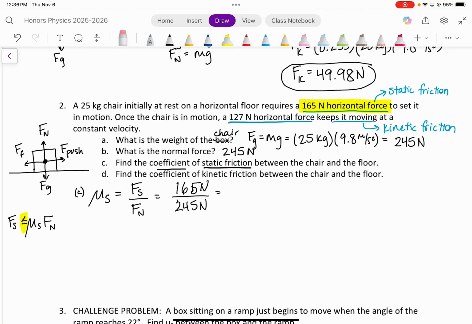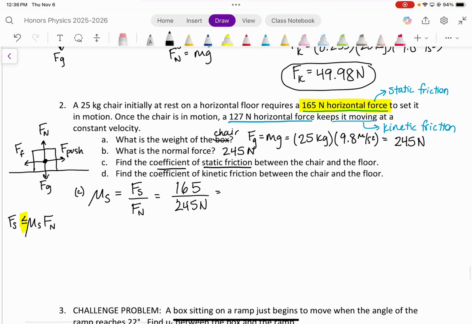And what do we get for the coefficient of static friction? 0.67.